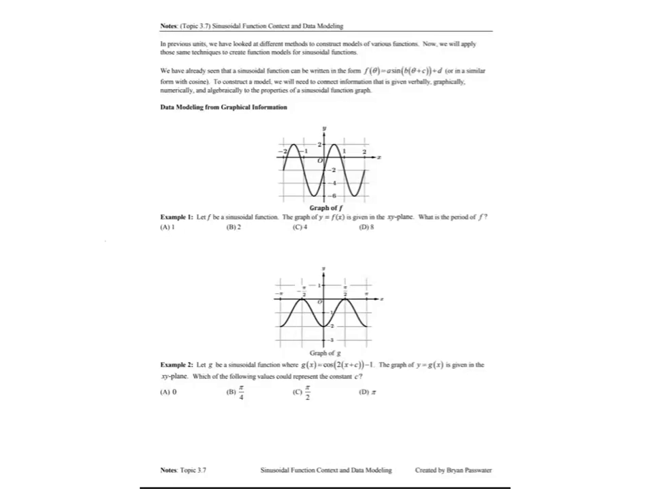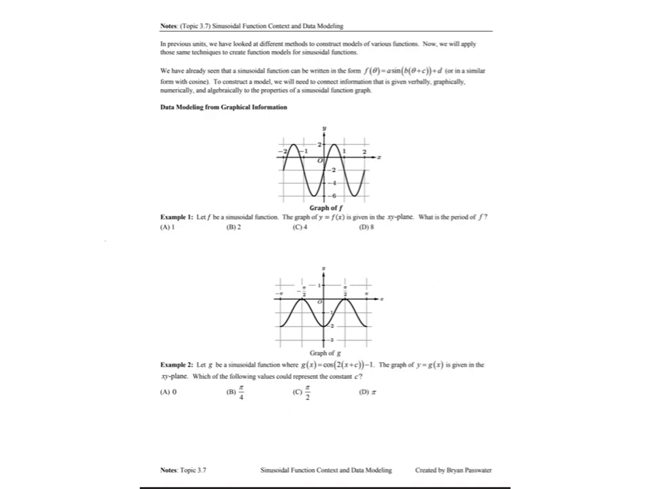Okay, so it says in previous units we've looked at different methods to construct models of various functions. Now we'll apply those same techniques. So a model generally is like a regression line, some kind of model that we could use to represent this fit of data, this set of data. A lot of times the model is a line of best fit. It may not be exactly accurate, but it's the best looking thing for that set, okay?